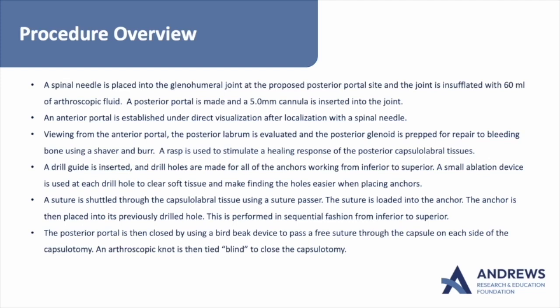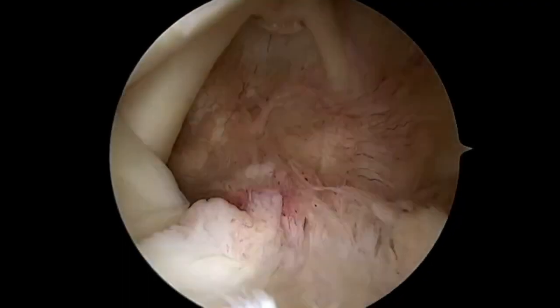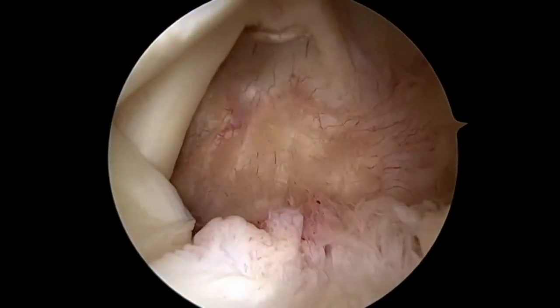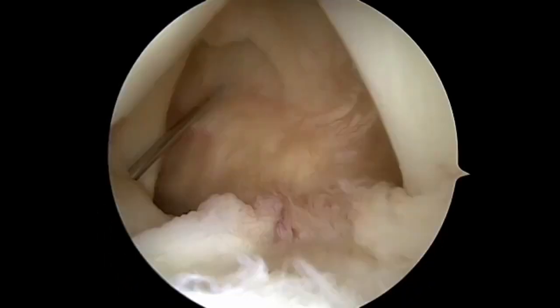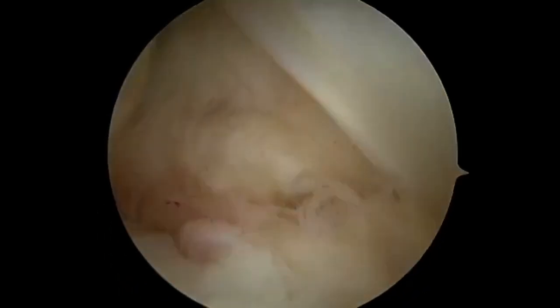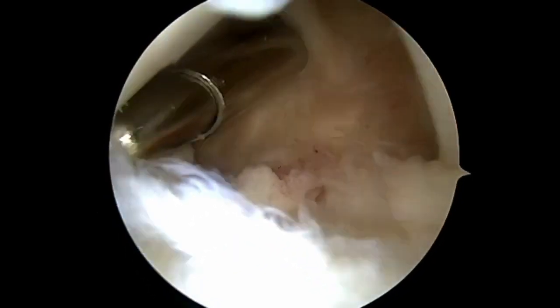A posterior portal is made and a 5.0 millimeter cannula is inserted into the joint. An anterior portal is established under direct visualization after the localization with the spinal needle. Once we've established our posterior portal, we'll establish our anterior portal. We establish this portal just above the subscapularis tendon. Oftentimes with these posterior labral tears, the tear can extend anteriorly, so you need a portal anteriorly where you could address the anterior labrum as well.